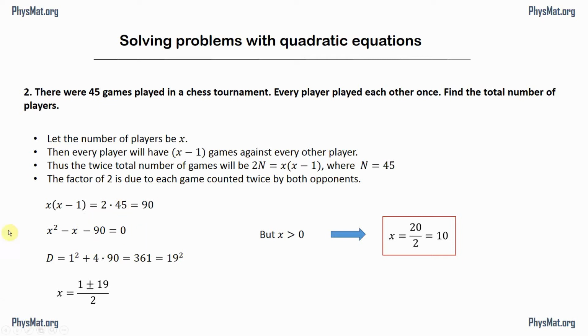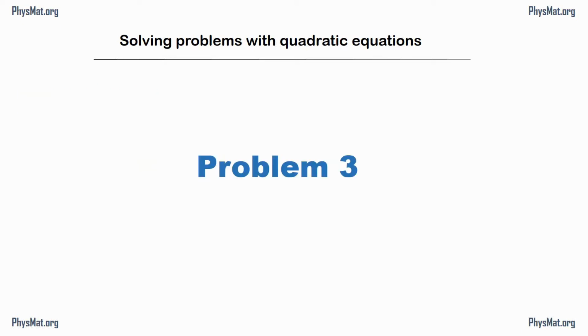See, this equation is very simple here, but the trick is to understand what is going on and realize that the number of games is equal to x times x minus 1 divided by 2. Okay, now we can consider an even more complicated problem, number 3.